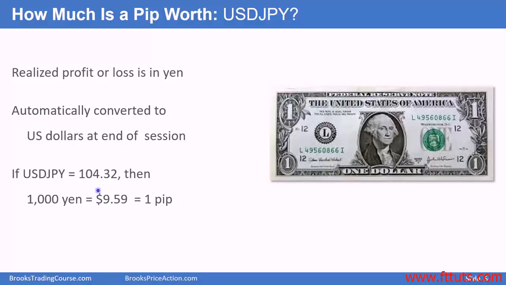If the dollar yen cross rate is 104.32 at the end of the session, 1,000 yen is $9.59, and one pip in that particular case is $9.59.